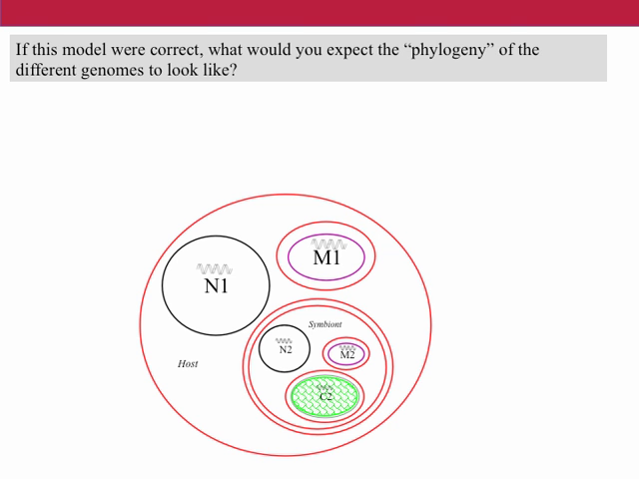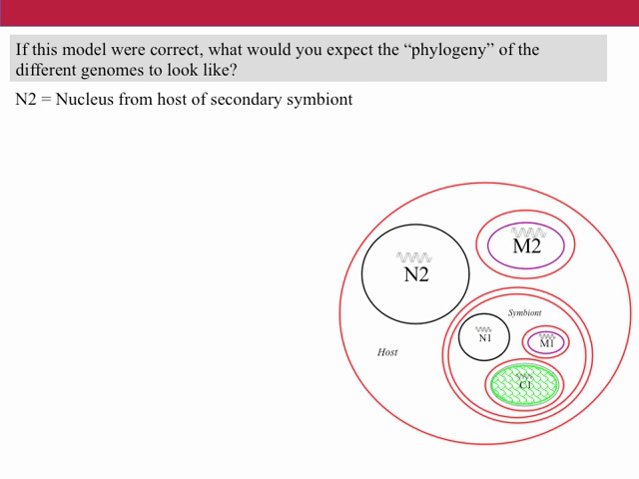So if this model were correct, what would we expect the phylogeny of the different genomes to look like? The nuclear genome here should represent the lineage that swallowed the symbiont, that brought it inside, as should this mitochondrial genome. These genomes, however, should represent this new eukaryotic symbiont. So the nucleomorph, the second nuclear genome, should look like one of those lineages in the Plantae group. So should the mitochondrion, and so should the chloroplast. So now we can look at this in detail.